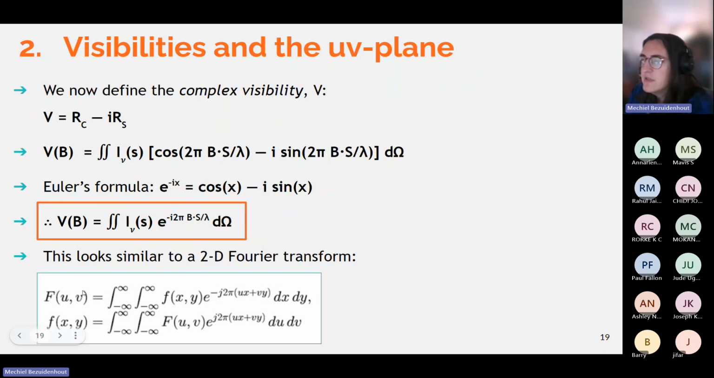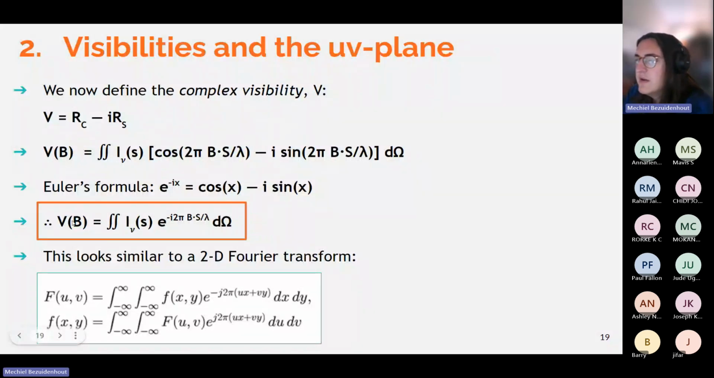So we have two functions, capital F and lowercase f, and these are a Fourier pair. They are related such that if you take the double integral of the lowercase f times e to the minus i 2 pi times (ux plus vy), then you get back the capital F. And if you substitute the capital F, you get back the lowercase f. So you can convert between these two functions easily by applying this integral, and that's called a Fourier transform.